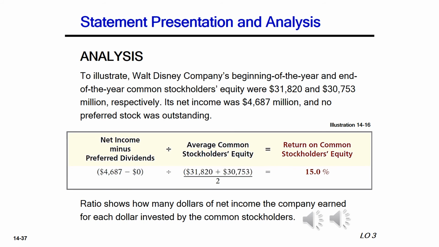So we can use this ratio to make investment decisions. If we assume that everything else is equal between two companies, and we are basing our investment decision solely on the return on equity ratio, we would prefer a company with a higher return on equity. So if we assume that Walt Disney had a 15% return on common stockholders' equity, and we have another company that offers 30% return on equity, then we will choose to invest in the second company, which has a higher return on equity percentage.